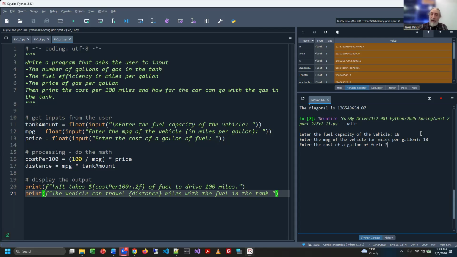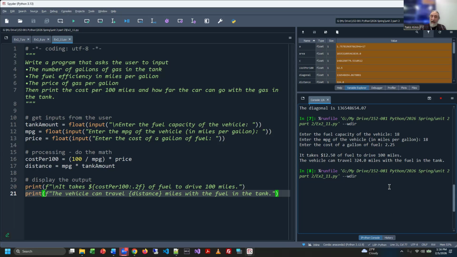Let's call gas 2.25 right now. Super cheap, by the way. So it takes $12.50 of fuel to drive 100 miles. So if I had a 100-mile round trip to work, it's $12.50 a day I'm paying just for gas. And then on a full tank, so using up all 18 gallons, I can go 324 miles.